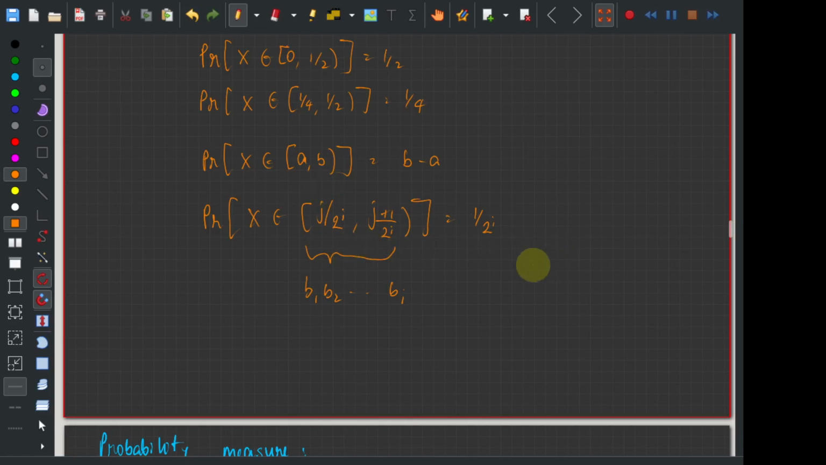Right? So for example, if I take an interval of the form 1/3 to, let's say, 2/3, right? It's not exactly of this particular form, but then I can still approximate it as a union of intervals of this particular form for large enough i. Right? And then you can sort of convince yourself that the probability that x lies in this interval should indeed be 1/3.